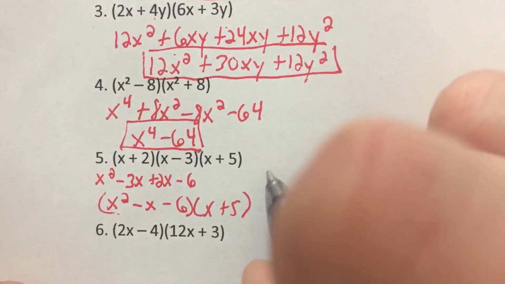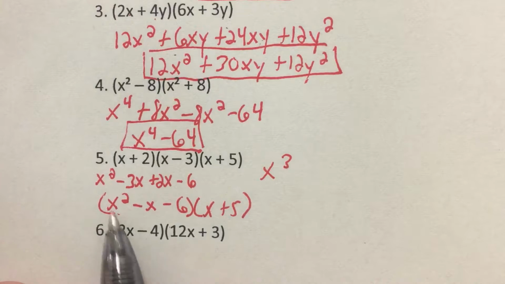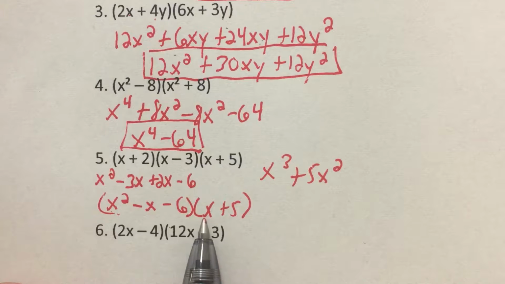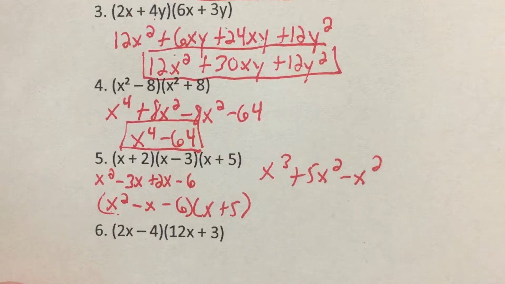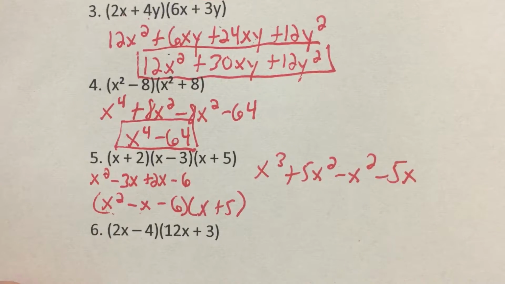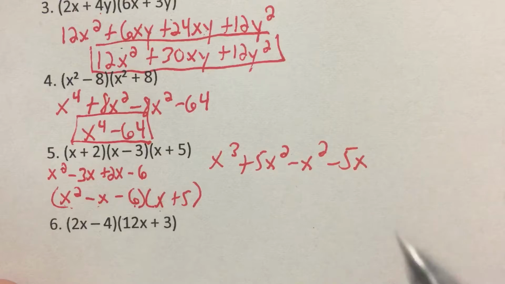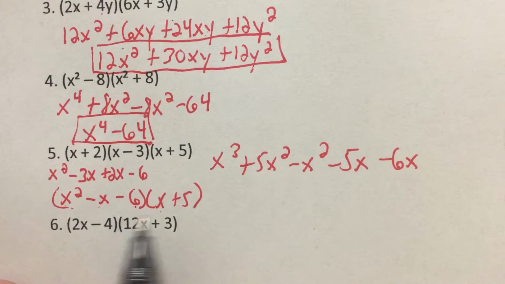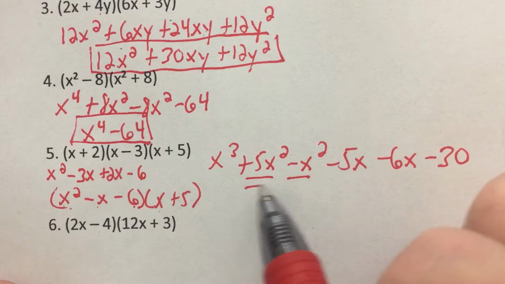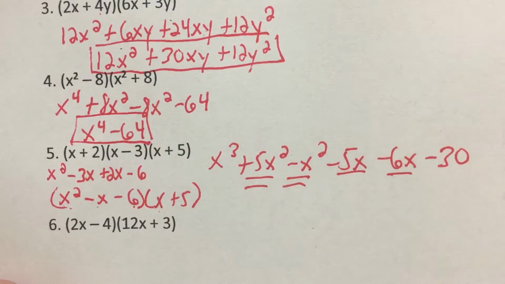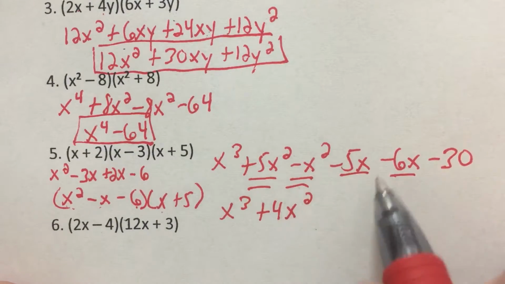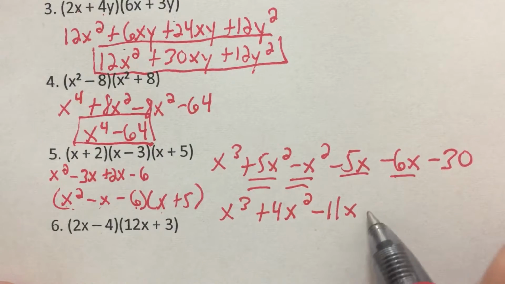X squared times the x is x to the 3rd. X squared times the 5, 5x squared. Negative x times a positive x is a negative x squared. Negative x times a positive 5 is a negative 5x. Negative 6 times this x would be negative 6x. And negative 6 times positive 5 is negative 30. We have like terms here and here. So I end up with x to the 3rd plus 4x squared minus 11x minus 30.